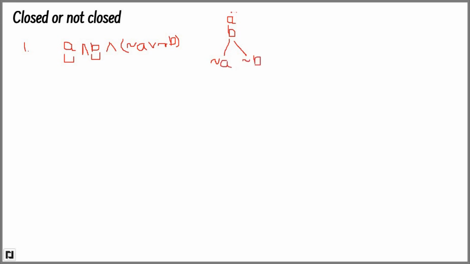Now we see here we have A and here we have negation of A, so this branch is closed, and here we have B and its child is negation B, so this branch is also closed, so it is a closed tree. Let's take an example of an open tree.